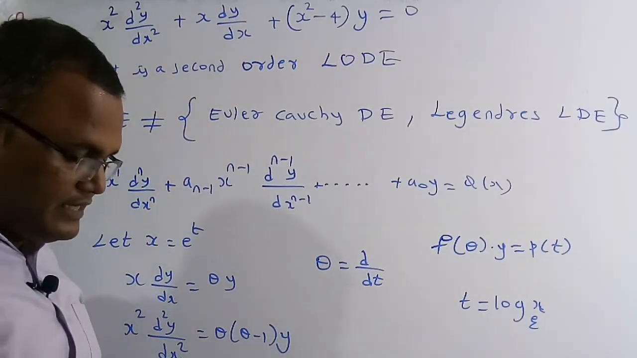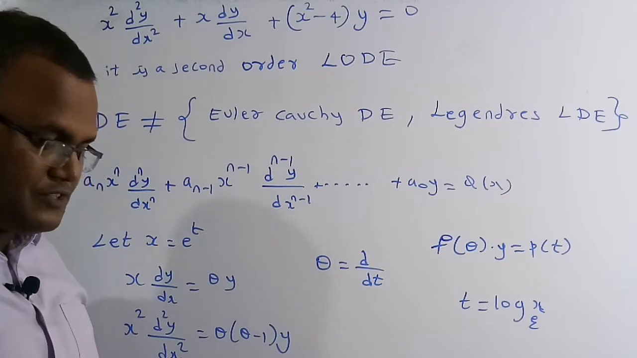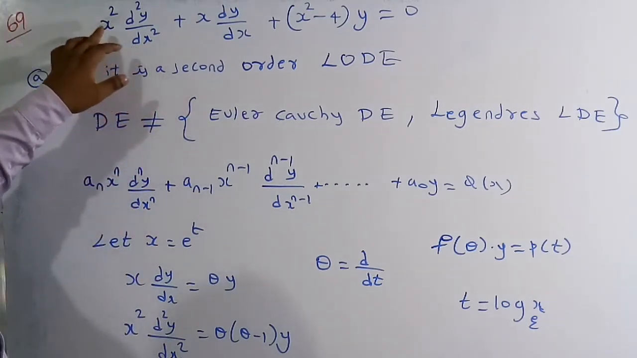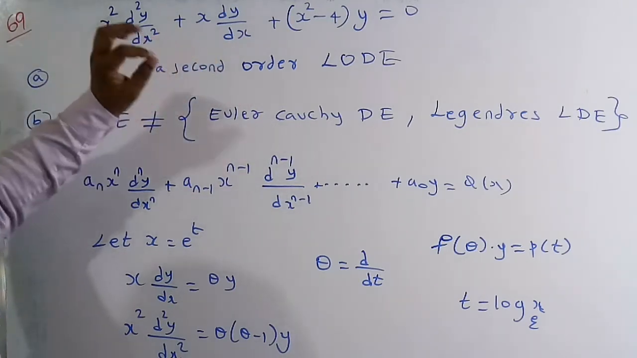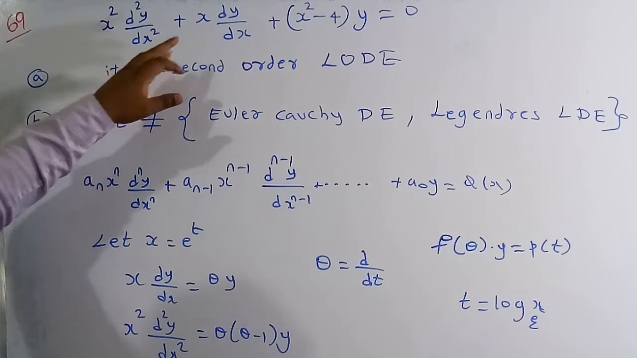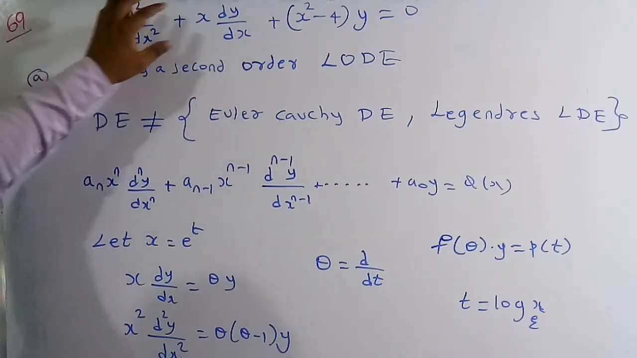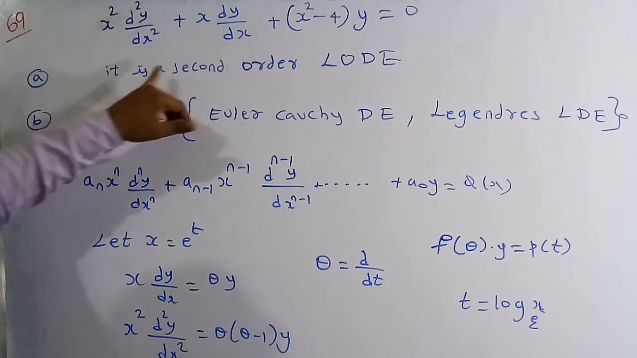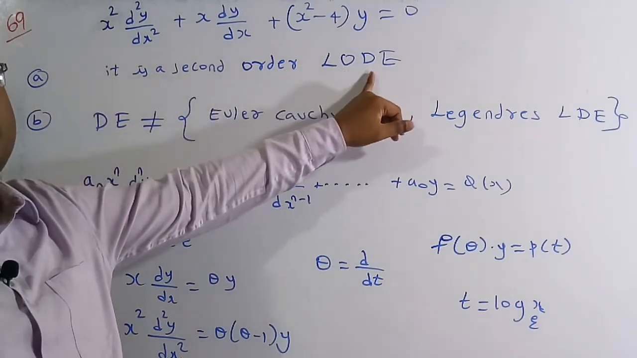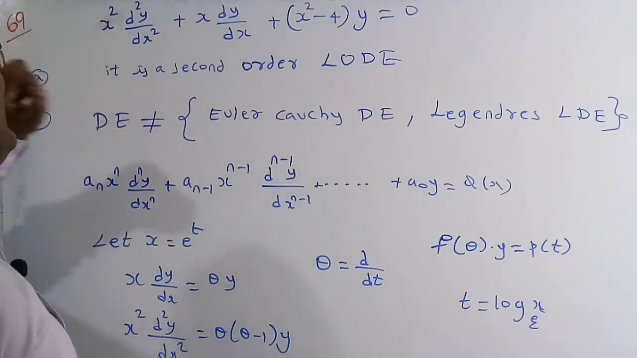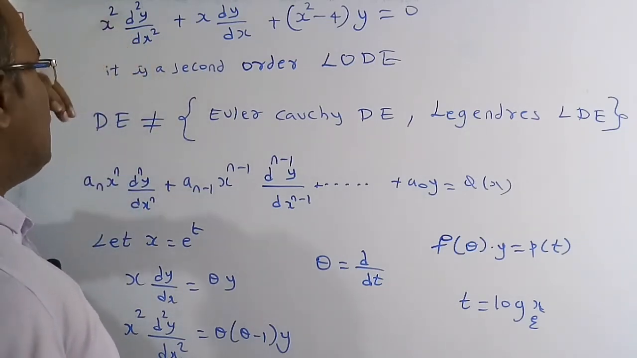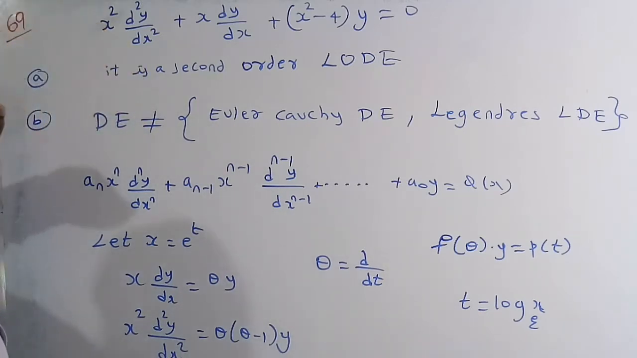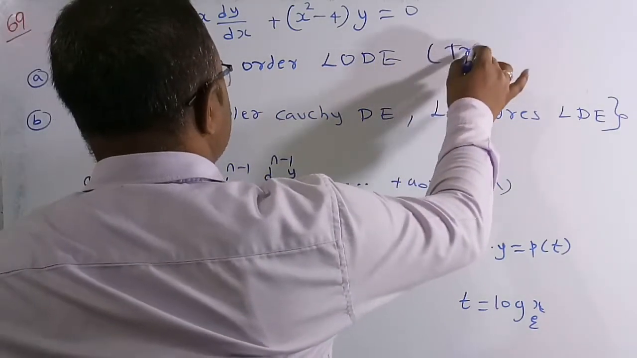In option A, they say it is a linear second order differential equation. Yes, you can see clearly the coefficients are only variables of x but not variables of y. So this is a linear equation, and it is second order because the highest order of the derivative is 2. So it is a second order linear ordinary differential equation, because the coefficients are not variables of y but only of x. So option A is true.